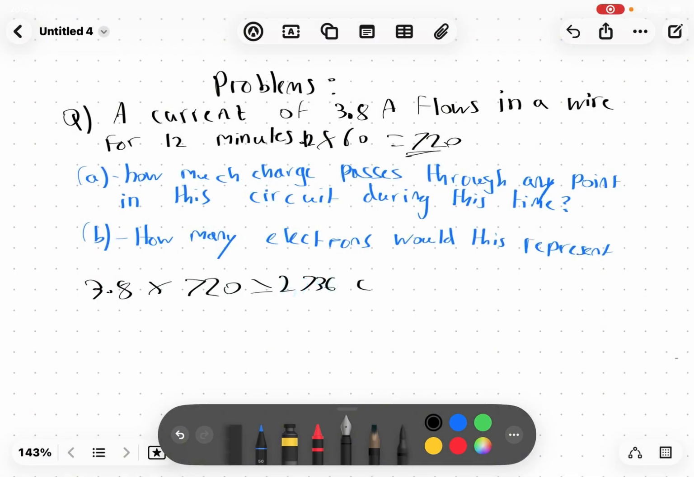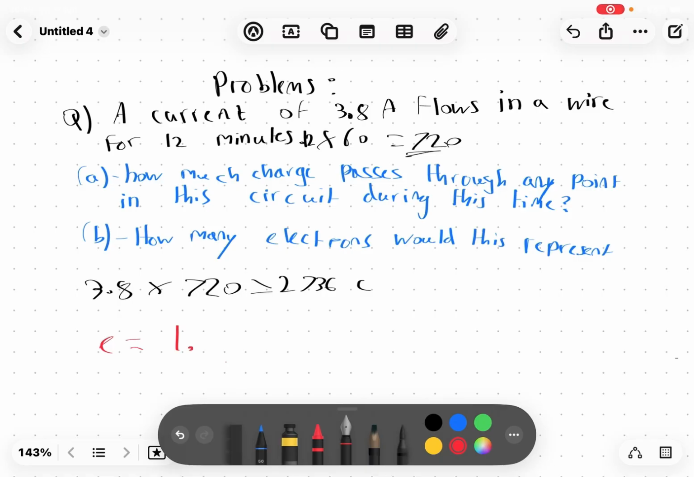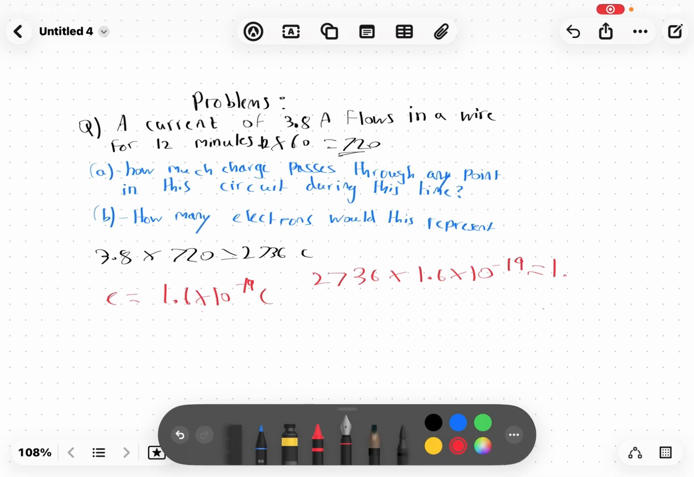2736. Now the second one, so in one electron there is 1.6 times 10 to the power of minus 19 coulombs. So if we do 2736 divided by 1.6 times 10 to the power of minus 19, it equals 1.71 times 10 to the power of 22 electrons.